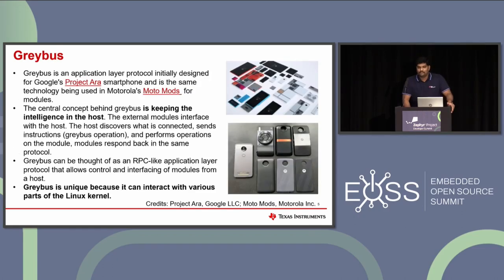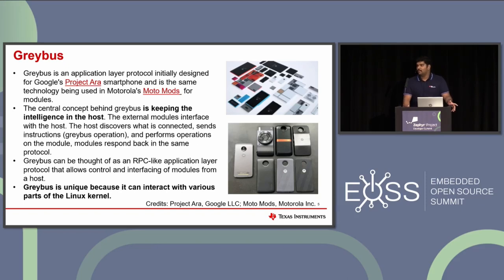So what is Greybus? Greybus is an application layer protocol which was developed as part of the modular smartphone project from Google called Project Ara. So this was not released to market. The concept of this modular smartphone was that you have a base module smartphone, which has some basic features like your processor. It will have expansion connectors on which you can plug in different modules and create your own customized smartphone according to what you want.